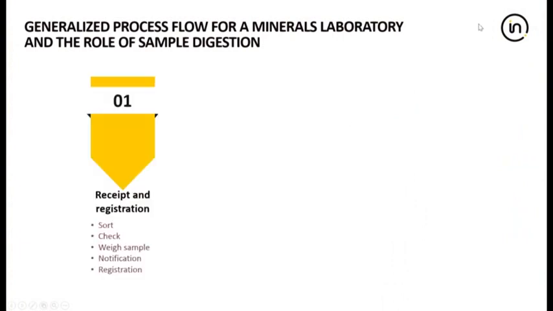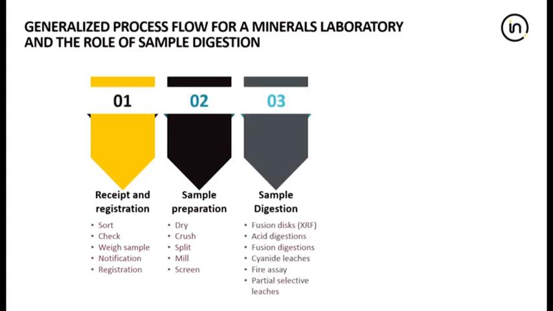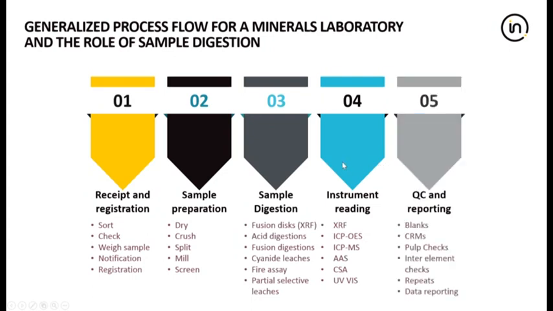Right, quick overview of the generalized process flow of a minerals laboratory and where sample digestion actually fits into that. First of all, just to reiterate what Helen said, sample receipt and registrations first. Then we have sample preparation, and the product of sample preparation is a dry, fine, homogeneous pulp. Then we have sample digestion, feed it into an instrument and do your QC.